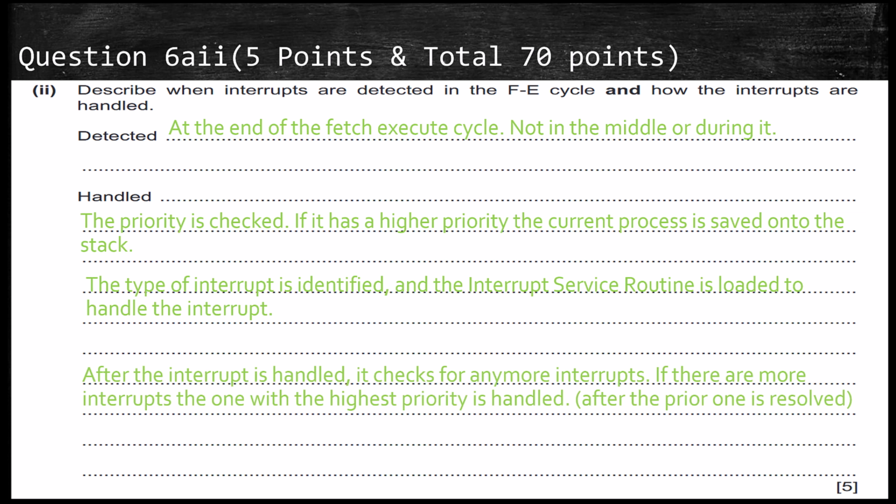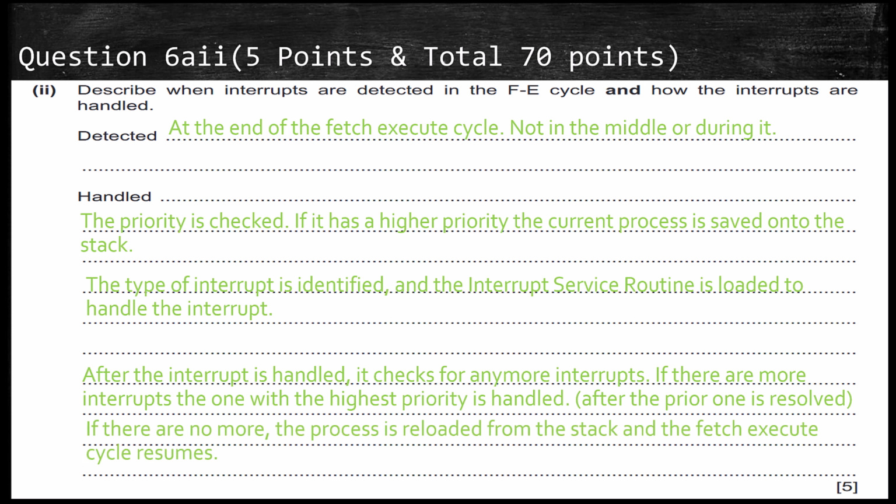Now, after the interrupt is handled, it then checks for any more interrupts. If there are more interrupts, the one with the highest priority is handled after the prior one is resolved. So we check for the highest priority. Once that's handled, if there's another interrupt, we check for the next highest priority. We don't do it in the middle.